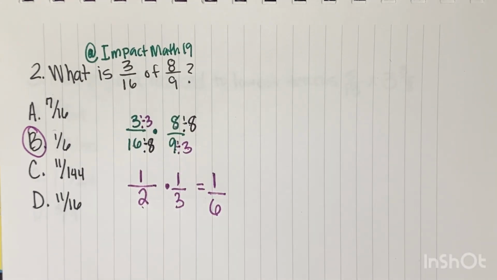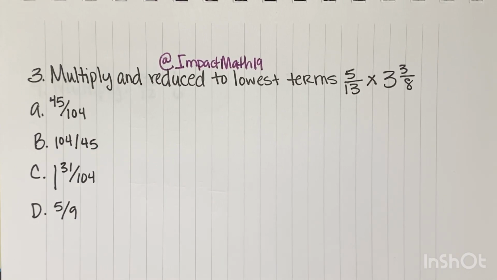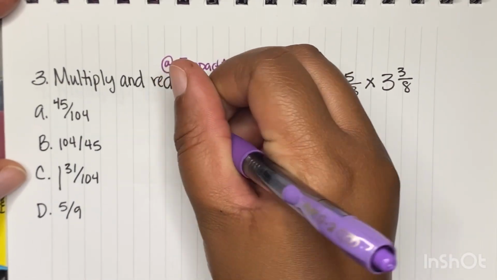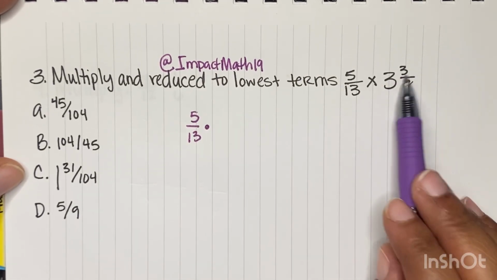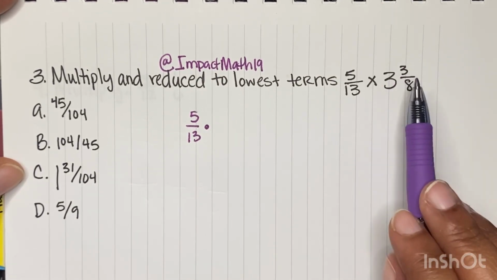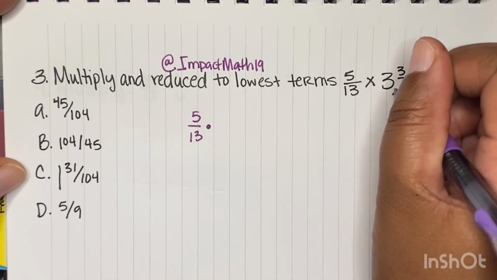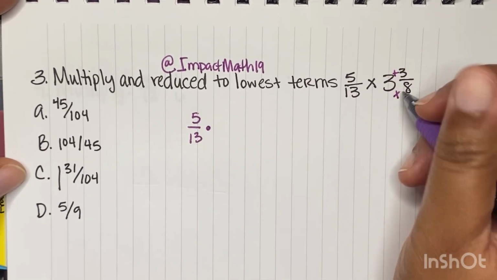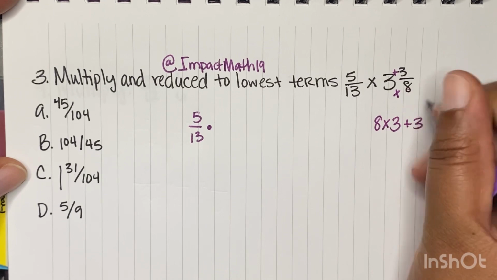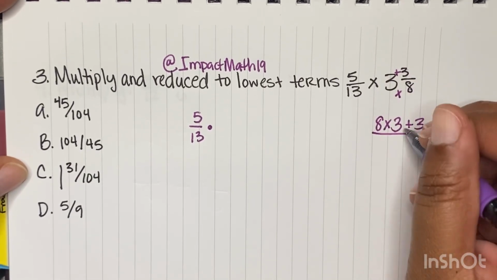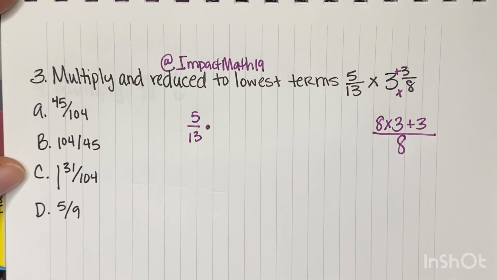Alrighty, let's do another. Multiply and reduce to the lowest terms 5/13 times 3 3/8. Alrighty, so we're gonna keep it 5 over 13, and we're gonna times that by. Now, when you're dealing with a mixed number, you have to change this mixed number to an improper fraction. And how you do that is you do times, then add. So we're going to do 8 times the whole number, 3, and we're going to add the numerator, 3. And that stays over what you're dividing by, which is 8, okay?